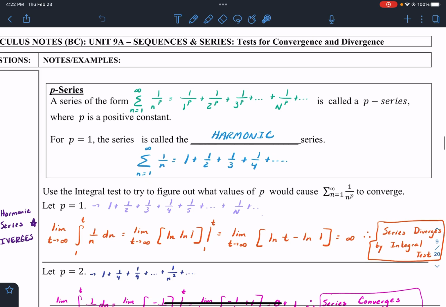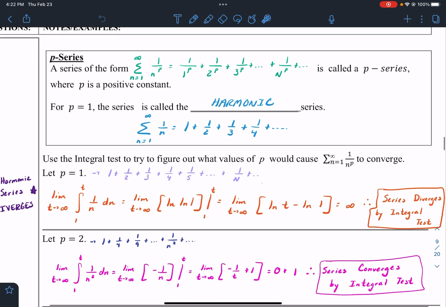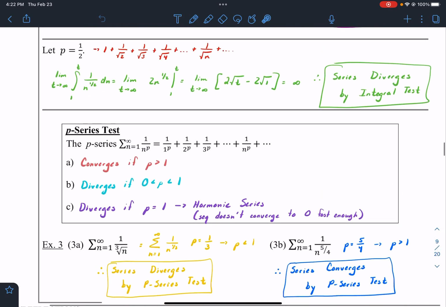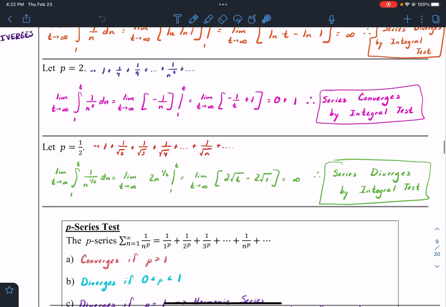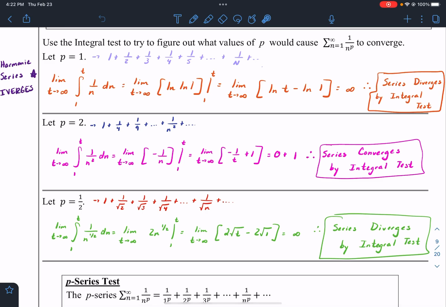Then we talked about p-series. So p-series is very straightforward. You're going to have a term in the bottom raised to a specific power. We looked at something called a harmonic series. And then we looked at the values. If p is greater than 1, we're going to converge. If p is less than 1, or between 0 and 1, we're going to diverge. And if p is actually equal to 1, that's called a harmonic series, and that also diverges. We double-checked these using the integral test. So all of these were basically an application of the integral test.